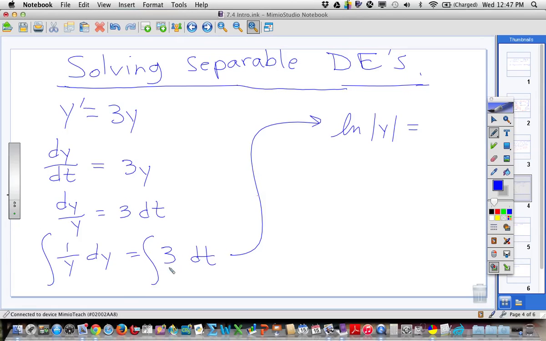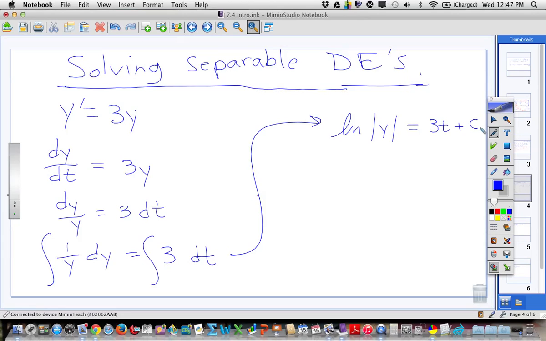So what's the antiderivative of the t side in this case? What's the antiderivative of 3? 3t, and then plus c. Okay? So I didn't do the plus c on this side because we would just subtract it from that c, and that would give us a different c anyway, so we'll just leave it over there. All right, now all that's left is to get y by itself.